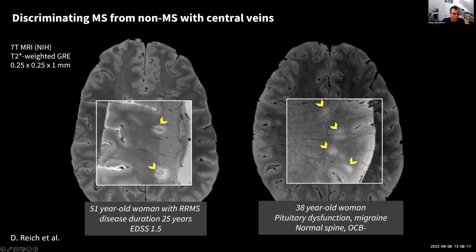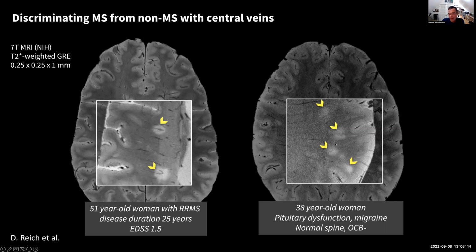So this is work by Danny Reich's group in NINDS, basically showing that they can identify and differentiate MS based on the location of the enhancements in MS around vessels. It's typically associated with vessels, and you can see the vessels because of their susceptibility effect.